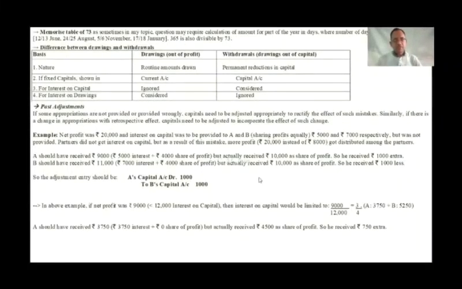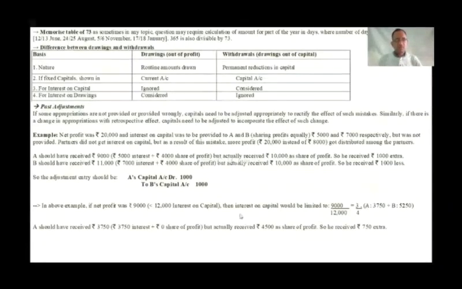So now let's see the working again. If interest on capital was given properly, A should have received rupees 3,750 as interest, and no profit is left after paying interest on capital, so zero share of profit. So total rupees 3,750. But what actually happened? Since interest on capital was not provided, entire 9,000 rupees profit got distributed equally. So A received rupees 4,500 as share of profit. Instead of 3,750, he received 4,500. So he received rupees 750 extra.